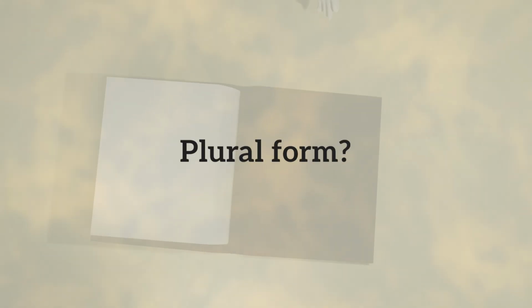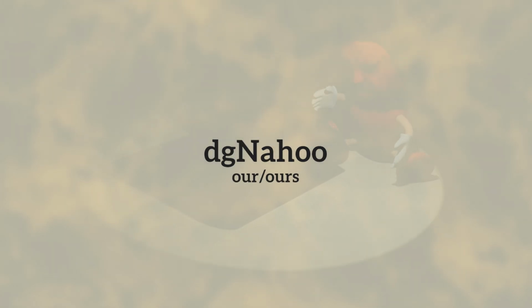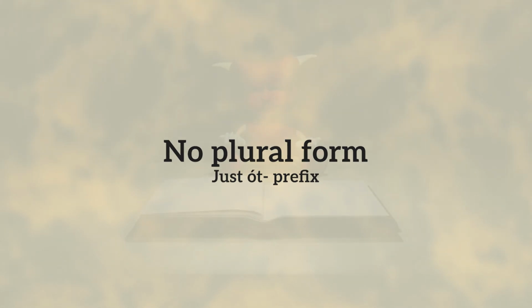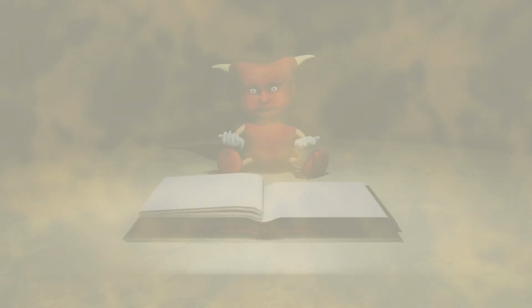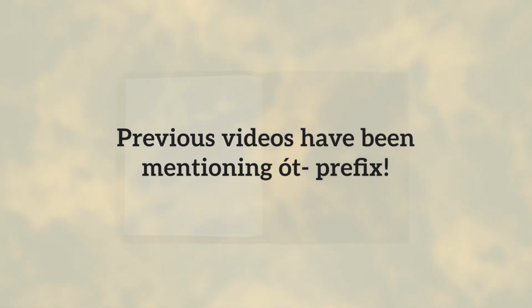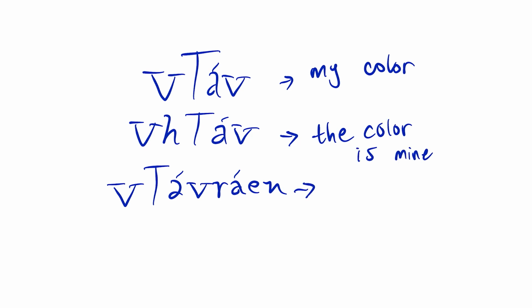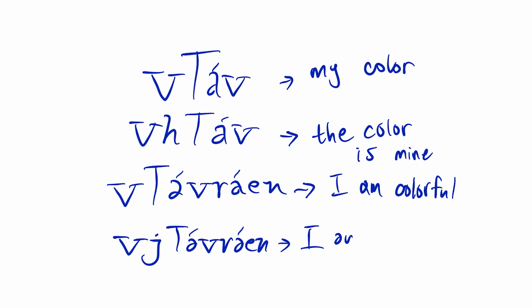There are many variations of this sentence by using prefixes for the plural form, dgnaho, aunaho, and utnaho. Absognian does not have a plural form of nouns except the ut prefix, as mentioned in one of the previous videos. By adding more prefixes, the meaning of the word can change. Vtavrn, I am colorful. Vjtavrn, I am colorless, or I'm not colorful.